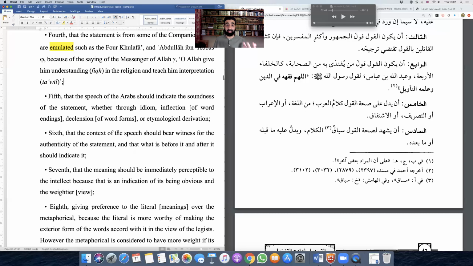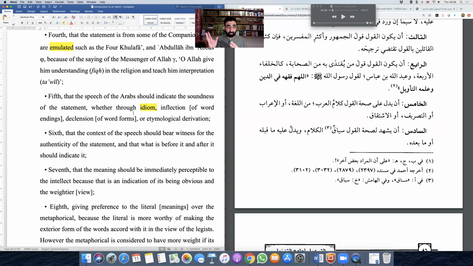The statement, i.e. the opinion that you're assessing, whether through idiom, inflection. Why idiom? Inflection, declension, or etymological derivation. So it should be supported by language, right? Whether we mean the lexicon itself. So I don't know exactly why they've gone with idiom here. أو الإعراب أو التصريف. So إعراب is your grammatical case endings. تصريف is the form of the words.